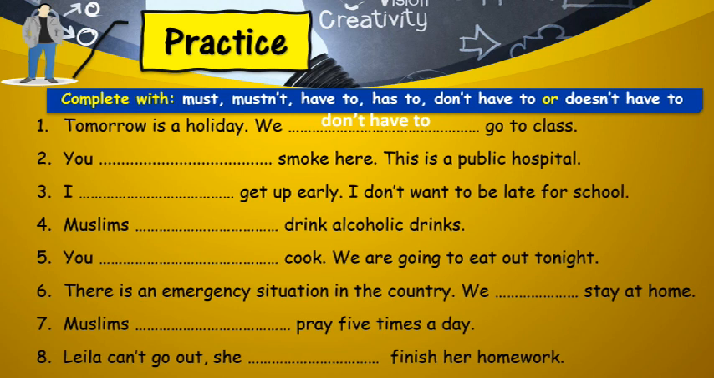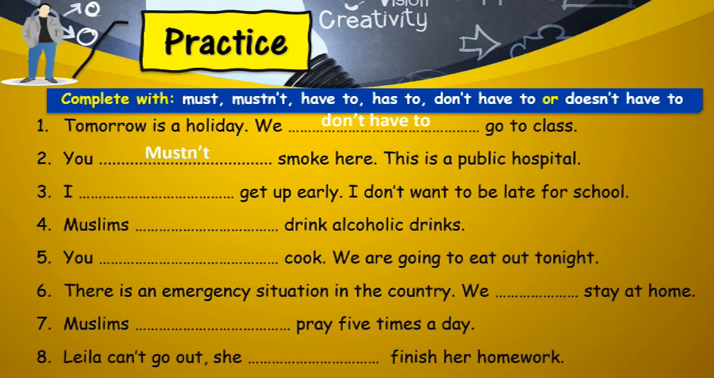Sentence 2 says, you smoking cigarettes mean. You smoke here, this is a public hospital. You all know that it is prohibited to smoke in a public hospital. So the right answer is you mustn't smoke here.